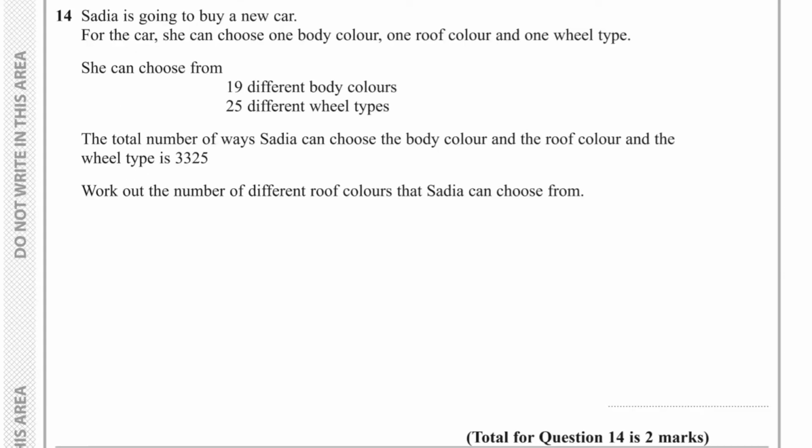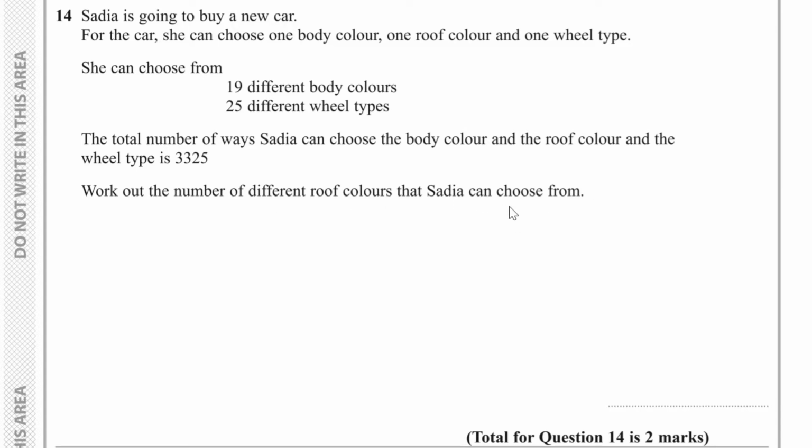Okay. Question number 14. Sadia is going to buy a new car. For the car, she can choose one body colour, one roof colour, and one wheel type. And she can choose from 19 different body colours and 25 different wheel types. The total number of ways Sadia can choose the body colour and the roof colour and the wheel type is 3325. We have to work out the number of different roof colours that Sadia can choose from.